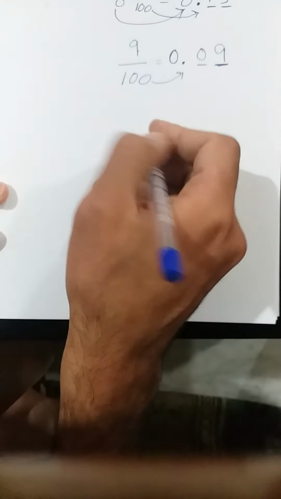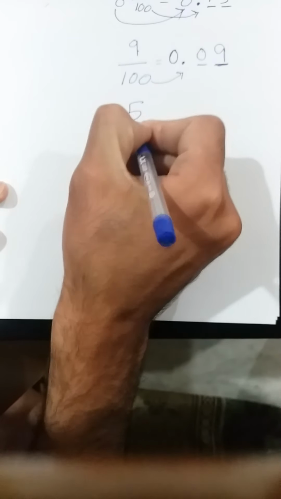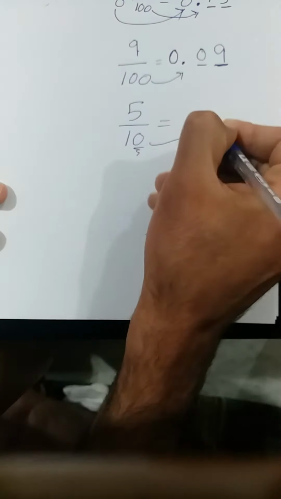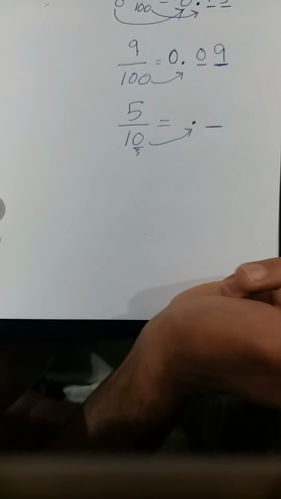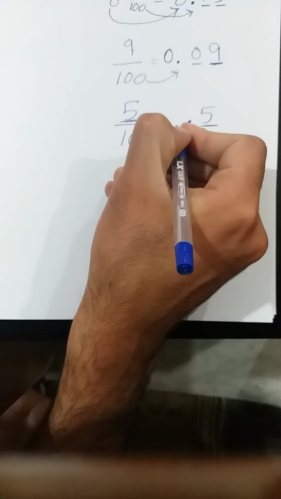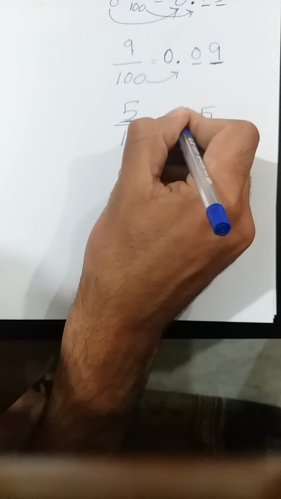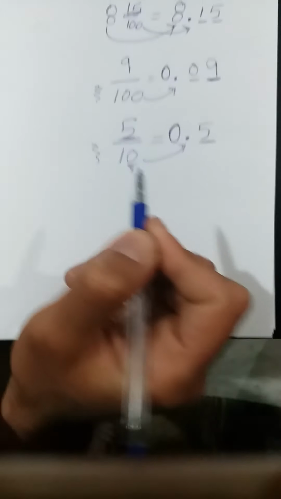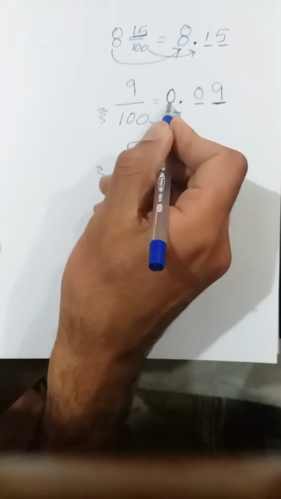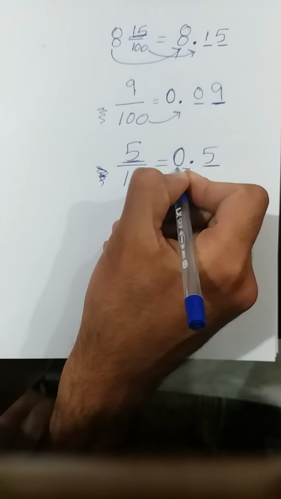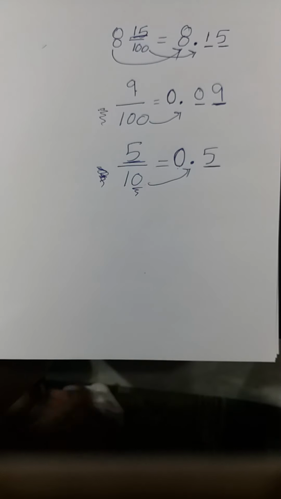Let's go to the 4th. 5 over 10. How am I going to solve it? The same way. Put the decimal point. How many zeros do I have? 1. So I'm going to put 1 digit, only 1 digit. How many numbers here up? It's 5. Should I leave this empty? No. I'm going to put 0 because I don't have any whole number. I put 0. Okay? This is the 4th question.